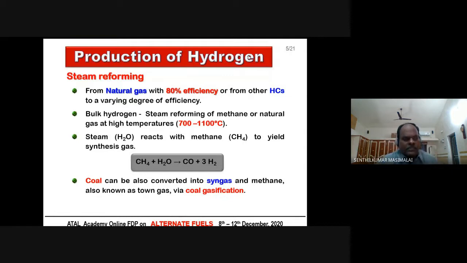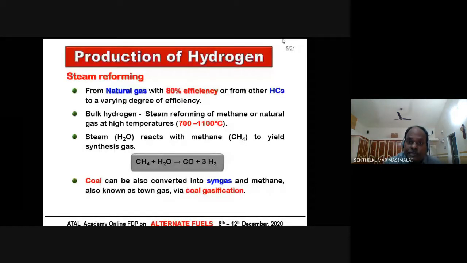The well-known method of producing hydrogen is by electrolysis. We are aware of electrolysis: breaking the water molecule by passing the current, we can produce hydrogen. So this is the well-known technique. But generally speaking, hydrogen is produced in bulk, mass production, industrial production.